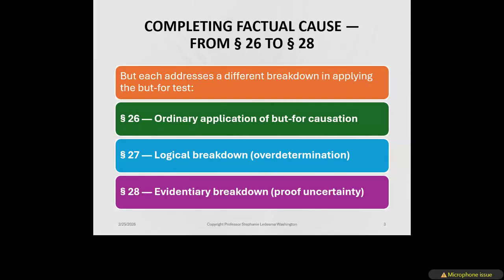Point one is section 26, which is the ordinary application of but for causation. Point two is a logical breakdown point of the but for rule. And point three is section 28, which addresses an evidentiary breakdown of the but for rule. Get it? One doctrine, 3 points.